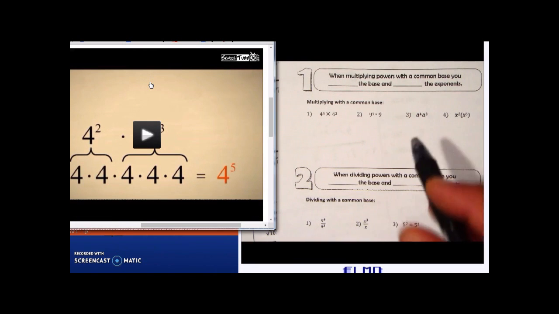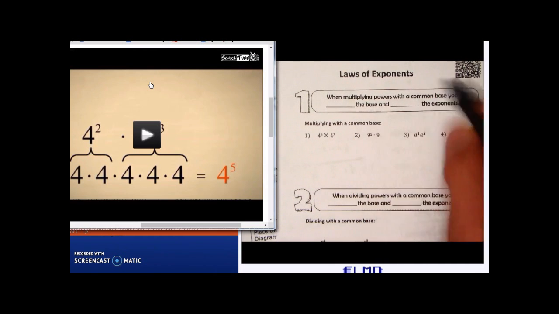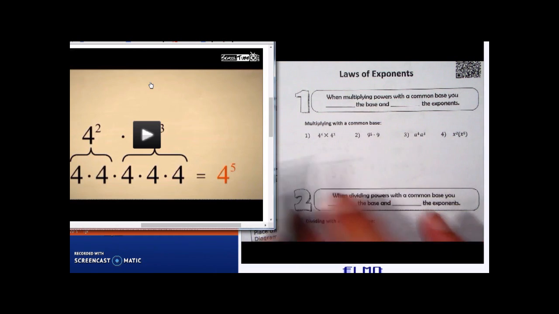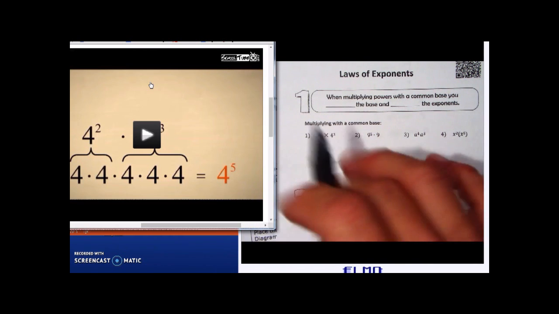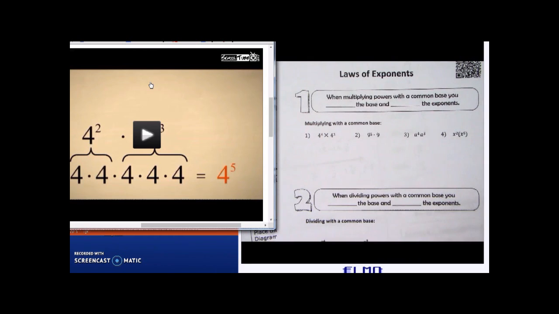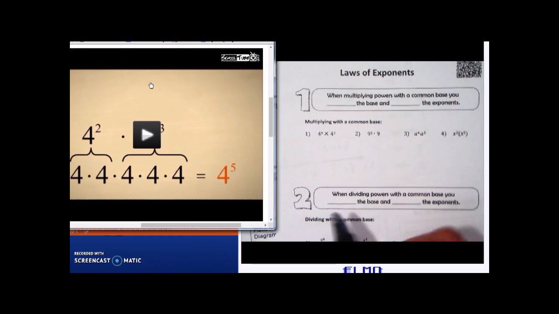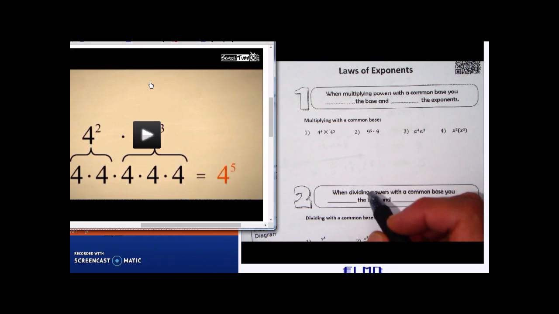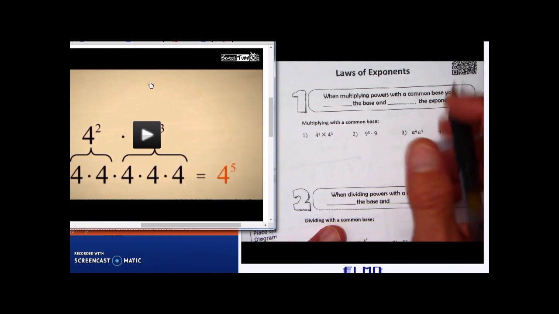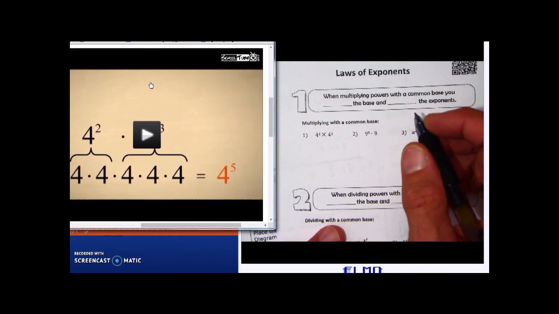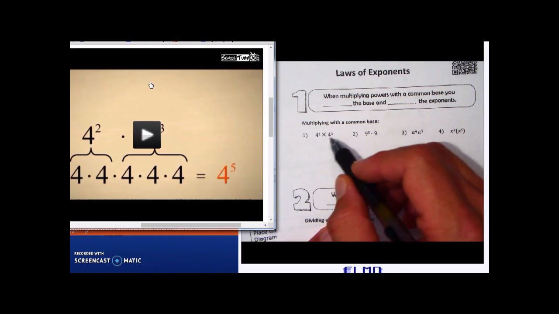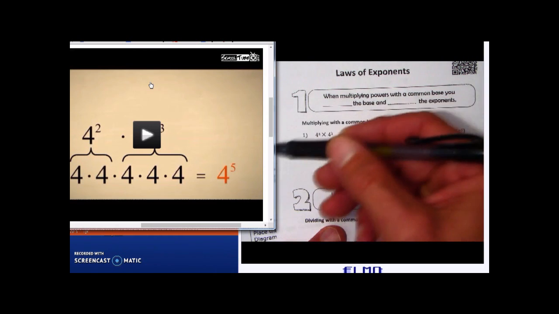Okay, so in our laws of exponents, we're talking about multiplying with a common base. Anybody, what is the common base here? 4. So in this example, and I know the plus sign is in the middle, it's 4 squared times 4 to the 3rd. So the result is that you have 4 to the, anybody? You're working ahead. Look at the screen.